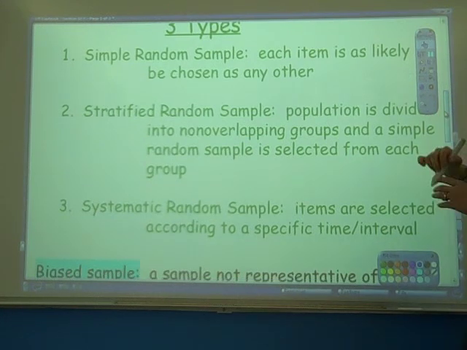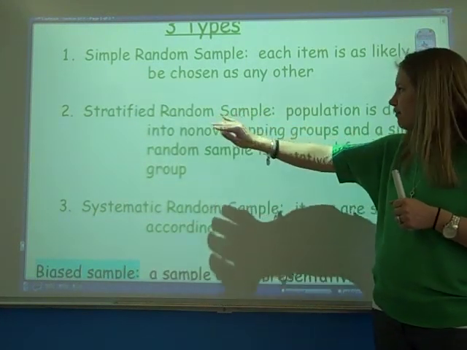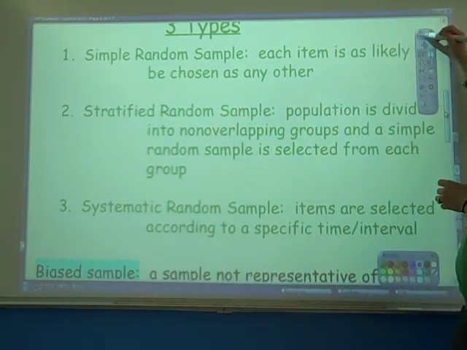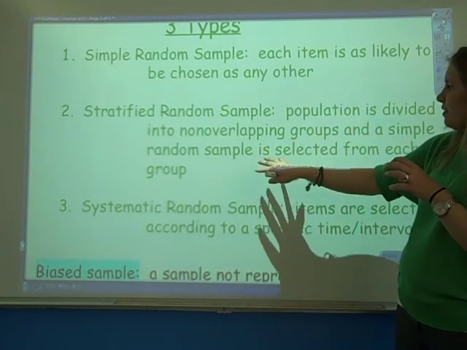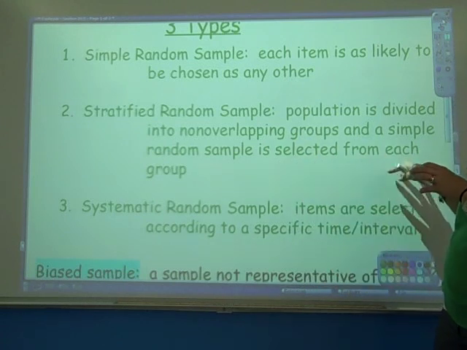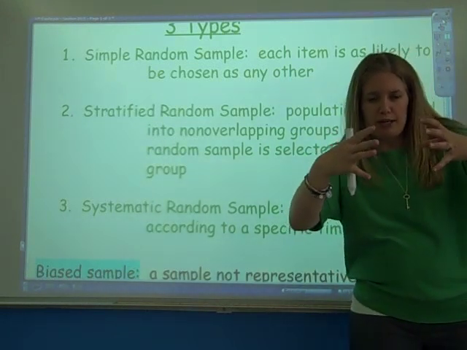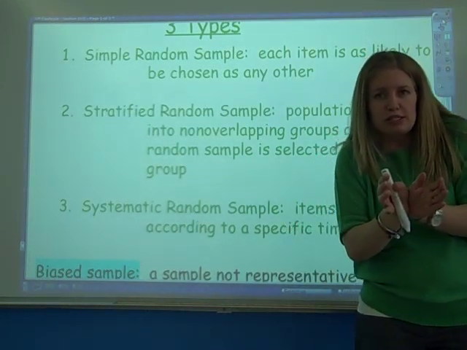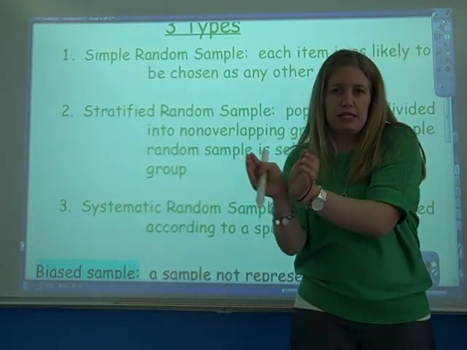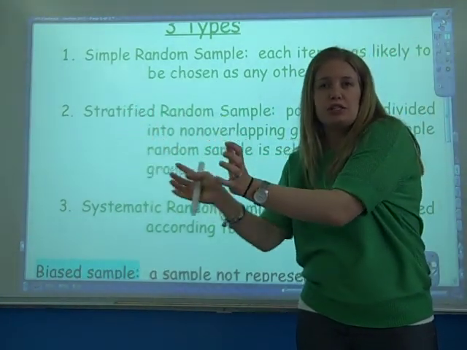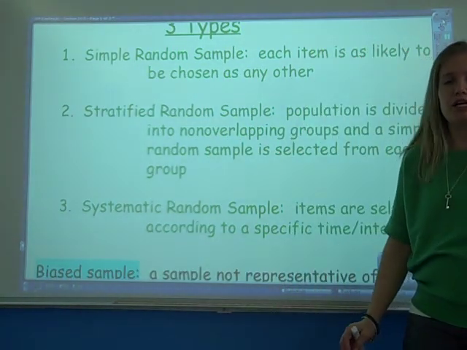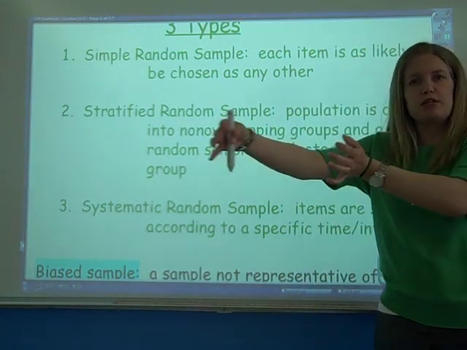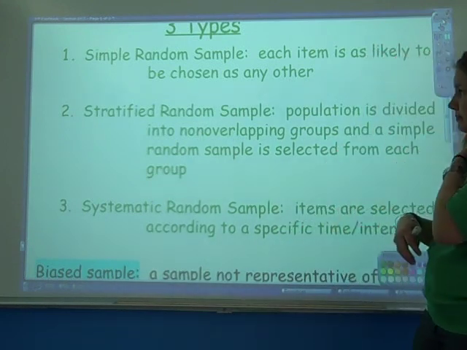A stratified random sample. Stratified: the population is divided into non-overlapping groups, and a simple random sample is selected from each group. So if we put all the names for all the middle school students in one hat, all the high school students in another hat, all the elementary school students in another hat, and we picked randomly, that is still everyone has a chance of being selected. They're just grouped in non-overlapping groups.